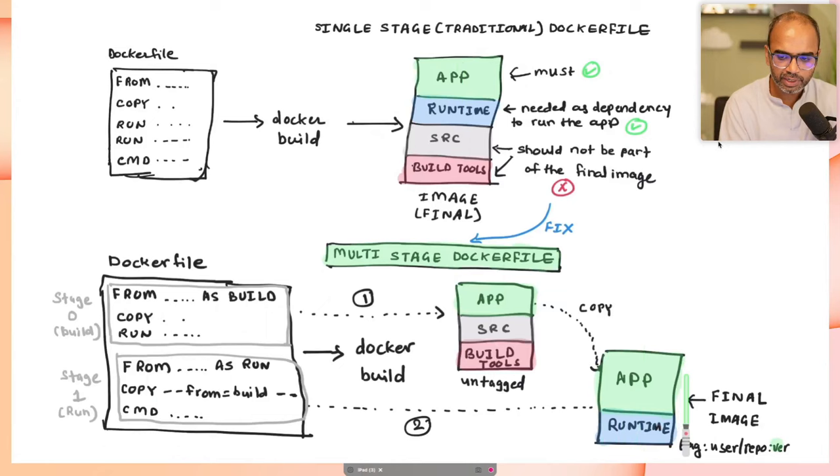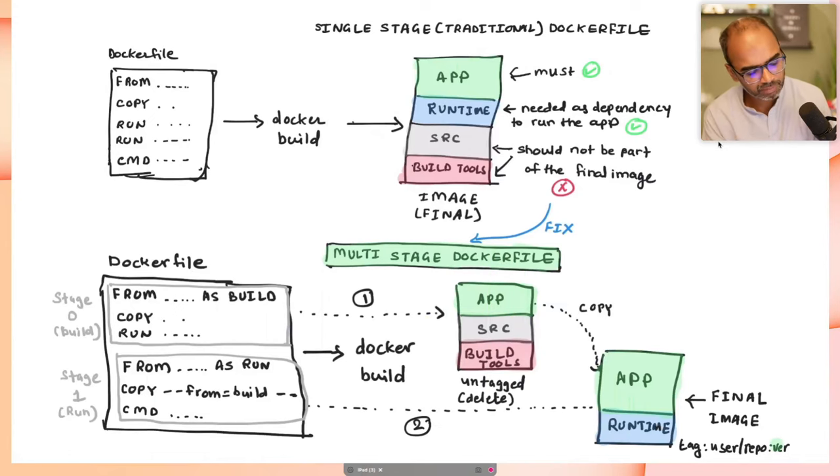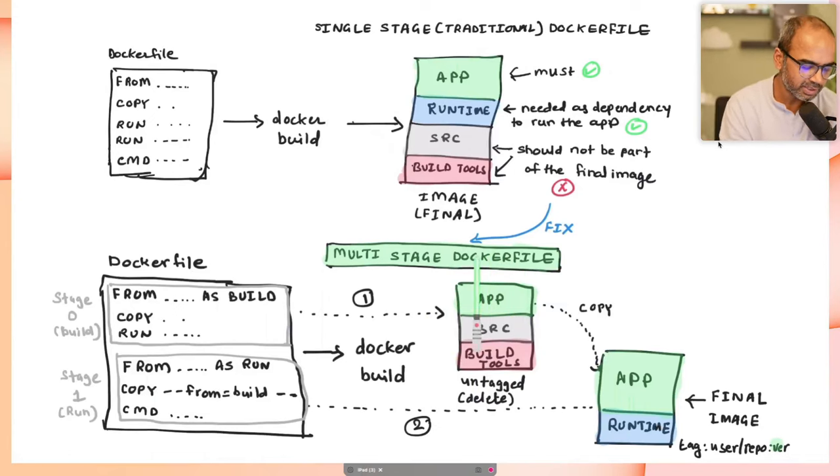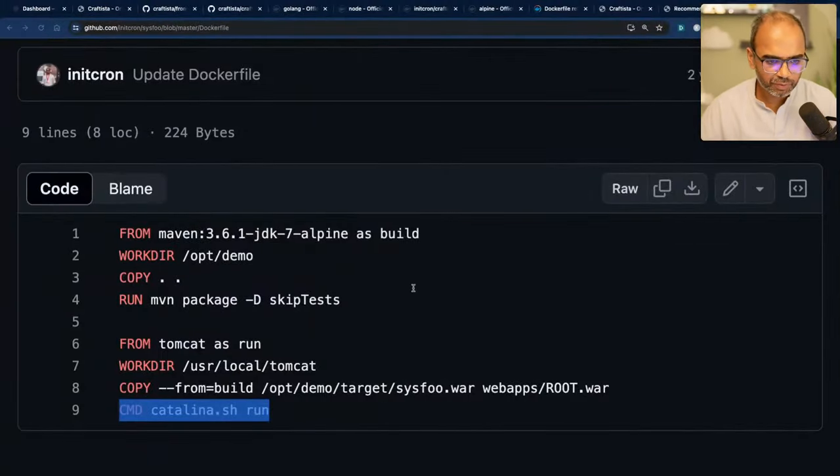And this way we are getting rid of it, so this is untagged, this will be deleted. Whatever happened during the first stage doesn't make it in the final image. This is an independent image. This will get cleaned up later. This gets added to the cache, but it gets cleaned up later. And this is the only thing that you package. So we are just packaging what we need. App and the runtime, maybe libraries and how do we run it, and that's it. All right, so that's how we do it, right?